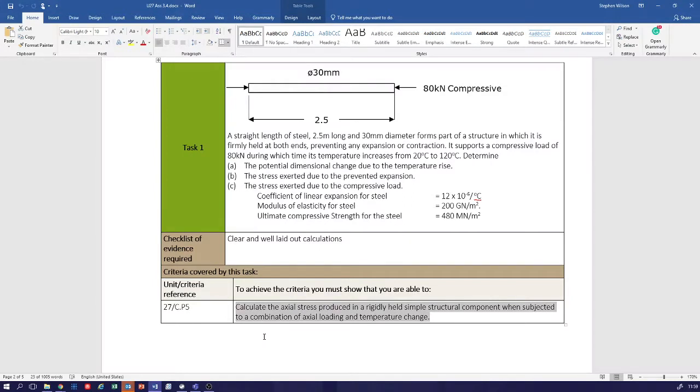So for P5, it says calculate the actual stress produced in a rigidly held simple structural component when subjected to a combination of axial loading and temperature change. So what does that mean? That's quite a lot to unpack there.